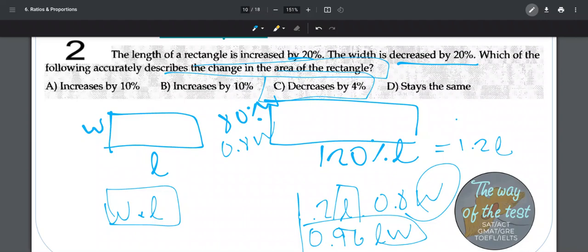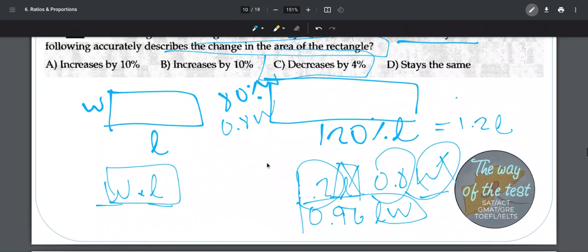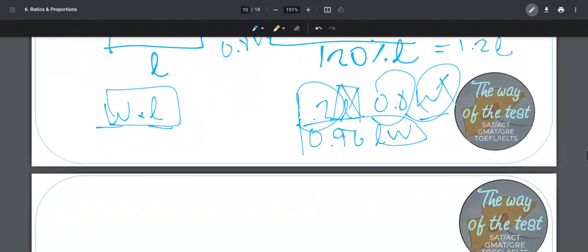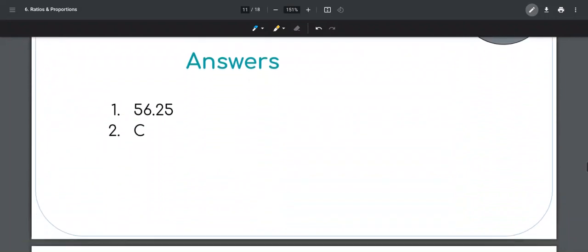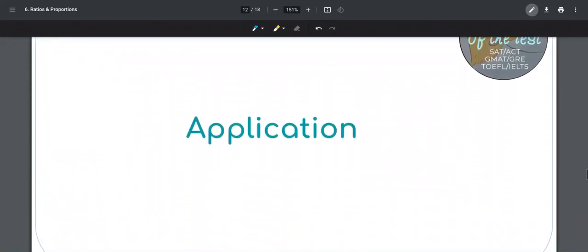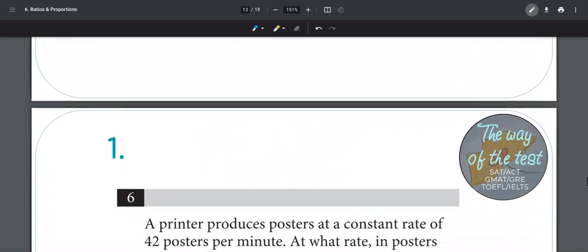Now, at the beginning of this specific topic, the variation topic, I told you to focus on the value that changes, which means the W and the L are always going to be present. We don't really care about W and L. We just care about the values that are going to change. And this is what it means to focus on the values that change. Pause the video, copy if you have to copy. These are the answers. And we're gonna do some application questions from the real SAT.